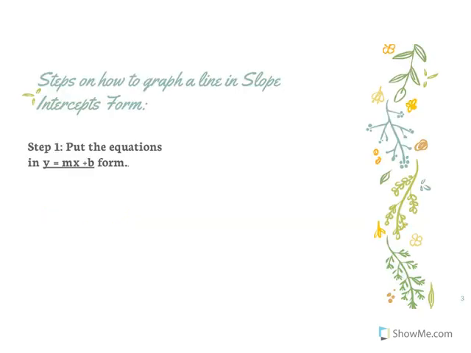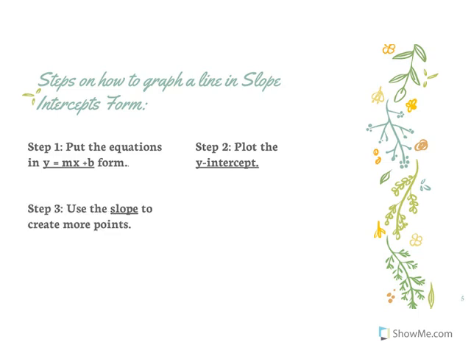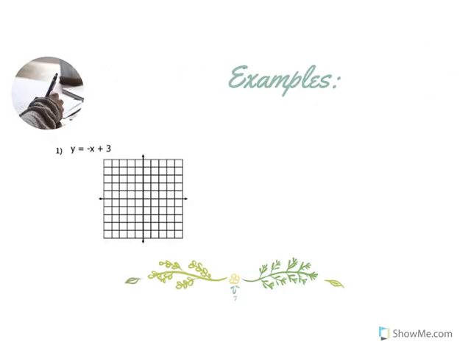So our steps on how to graph a line in slope-intercept form: your first step is going to be putting the equation in y equals mx plus b form. You want to make sure that it's in that form first so we can actually graph it. Step 2, you want to plot the y-intercept. Step 3, you're going to use the slope to create more points. Step 4, you're going to connect dots to form a line. So we're going to go through 3 examples in this set of notes.